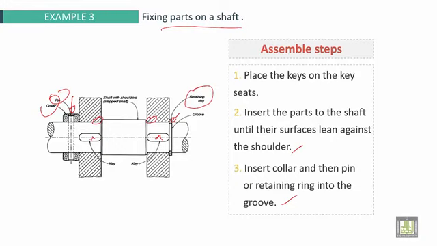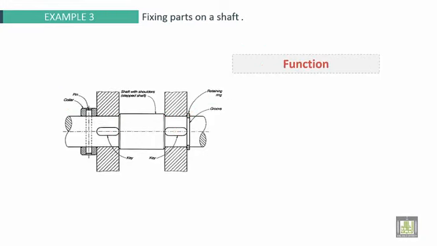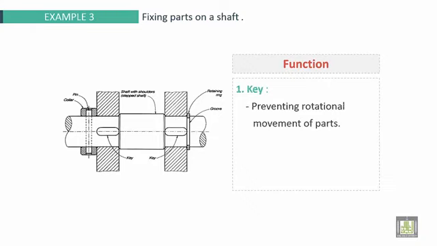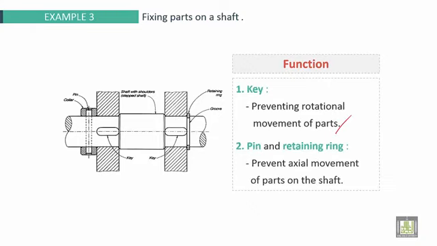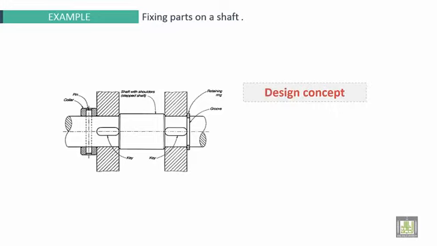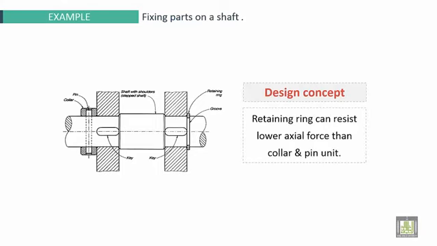So to prevent translation. As a function, the key prevents rotational movement of parts. And the pin and retaining ring prevent axial movement or translation of parts on the shaft. As a design concept, the retaining ring can resist lower axial force than the collar and pin unit.